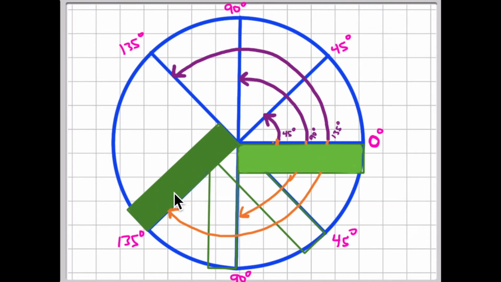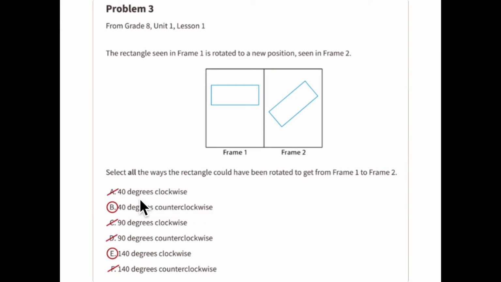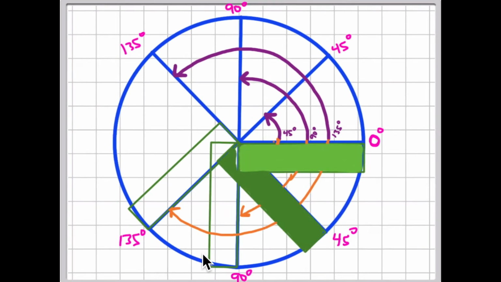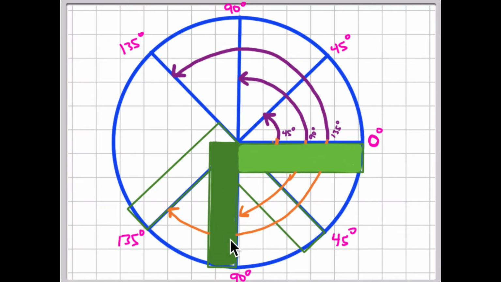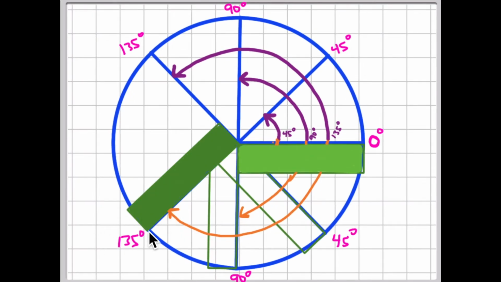And that makes sense. 140 degrees plus 40 degrees counterclockwise adds to 180 degrees. So they're both just along this line, and they're in the same relative position. They both point in the same direction. So 40 degrees clockwise is not correct. 90 degrees clockwise is not correct. But 140 degrees clockwise is correct. So 40 degrees or 45 degrees clockwise, 90 degrees clockwise, and 135 or 140 degrees clockwise. This is the correct answer.